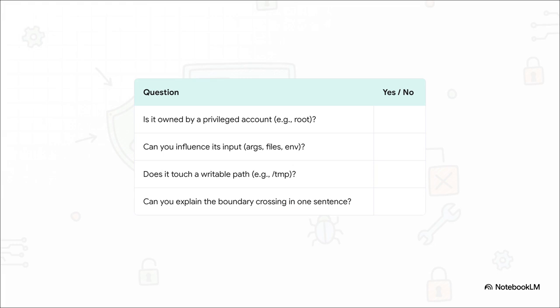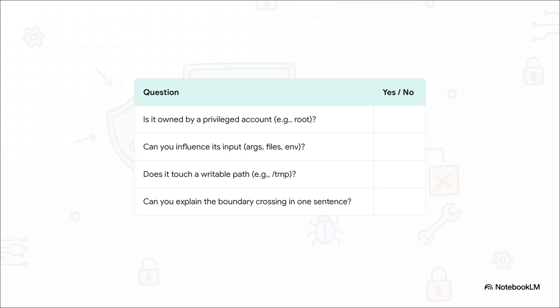This is your weapon. You just ask these basic questions. Is it owned by a privileged account like root? Obvious, but you gotta check. Can you actually influence its input? Arguments, environment variables, files? If you can't touch it, who cares? Does it interact with a path you can write to, like /tmp?